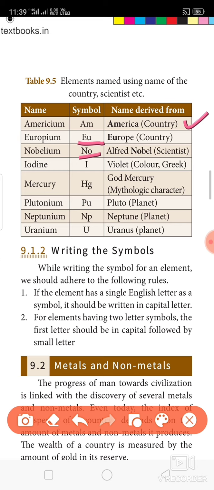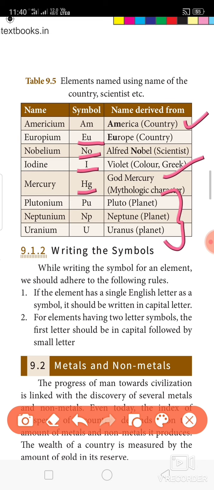And iodine, the symbol is I. In Greek, the name of the color violet is iodes. So Mercury, the god Mercury, the mythological character, Hg is the symbol. And plutonium, neptunium, uranium, the symbols are Pu, Np, U. They are all named after planets.